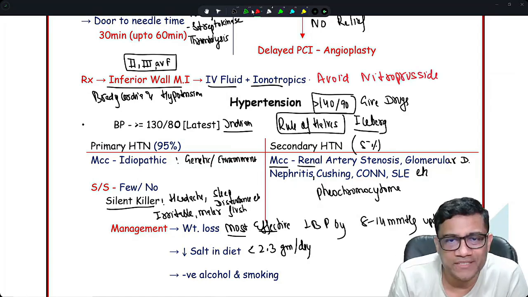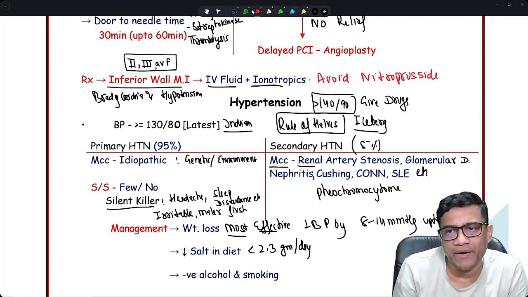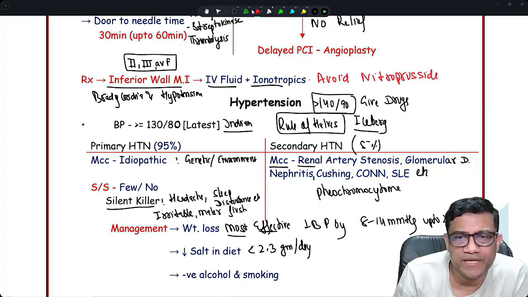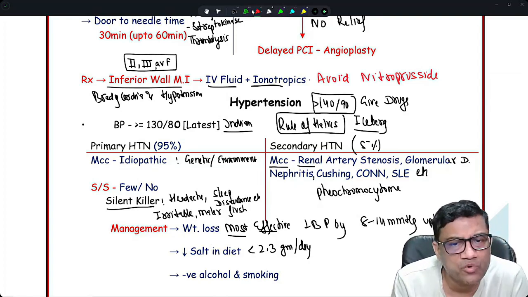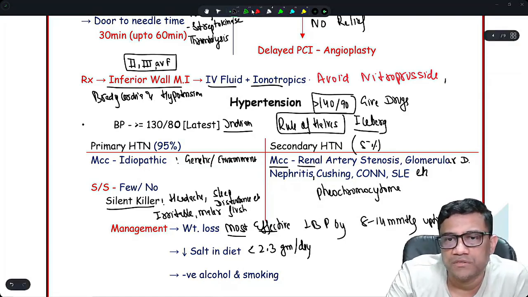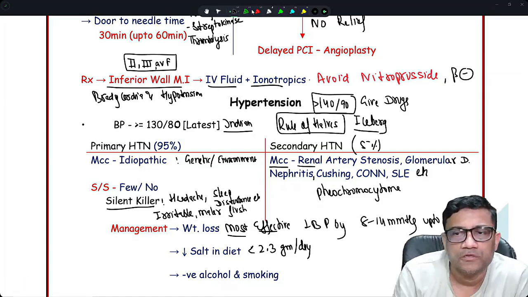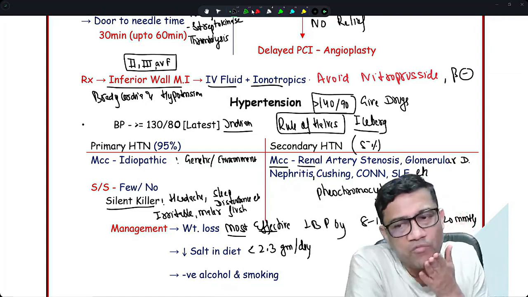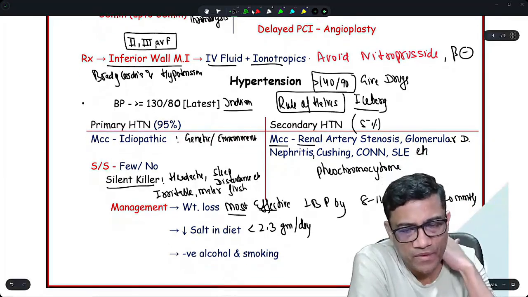And also, yes, there is hypotension and bradycardia. तो क्या है इसके अंदर? Hypotension, bradycardia. So we give inotropes, we don't give what? The beta blocker. Also avoid beta blockers. So beta blocker, nitroprussides should be avoided in this case. Are you clear?